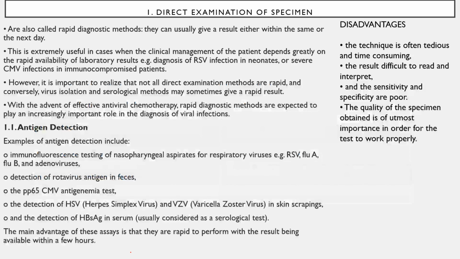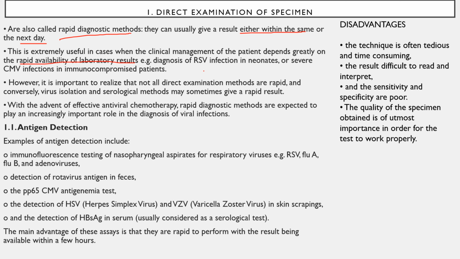Now let's discuss the direct examination of specimen. The direct examination of specimen, class, is also called a rapid diagnostic method. They would give a result either within the same day or the next day. This is extremely useful in cases when the clinical management of the patient depends greatly on the rapid availability of lab results, such as the diagnosis of RSV infection in neonates or severe CMV infections in immunocompromised patients.